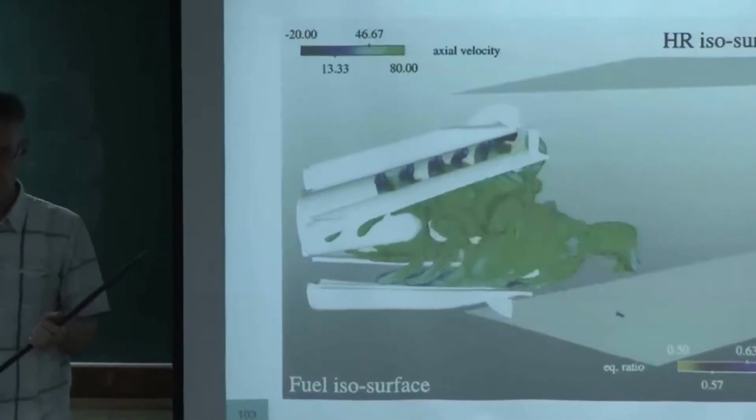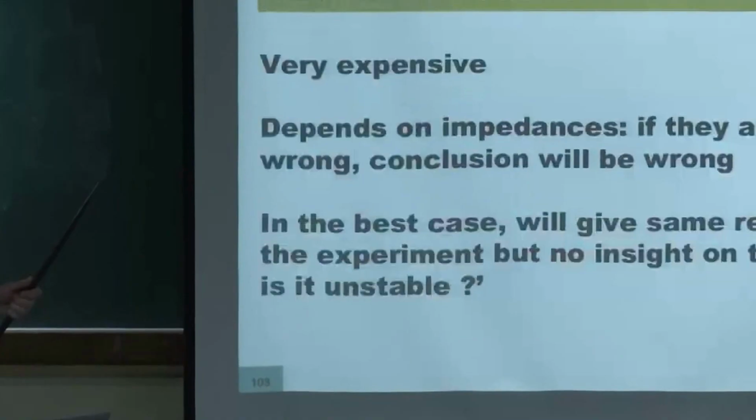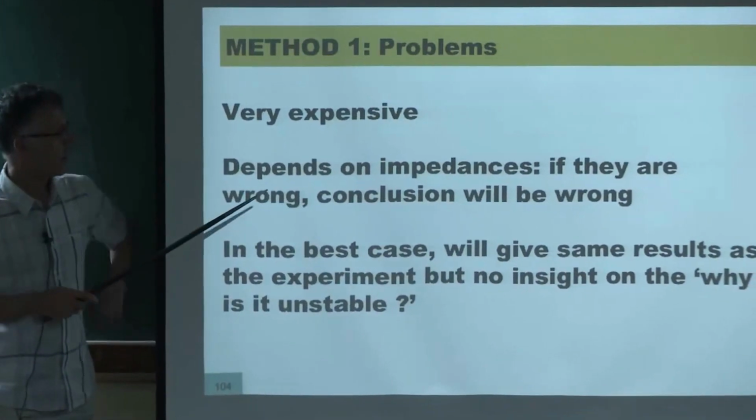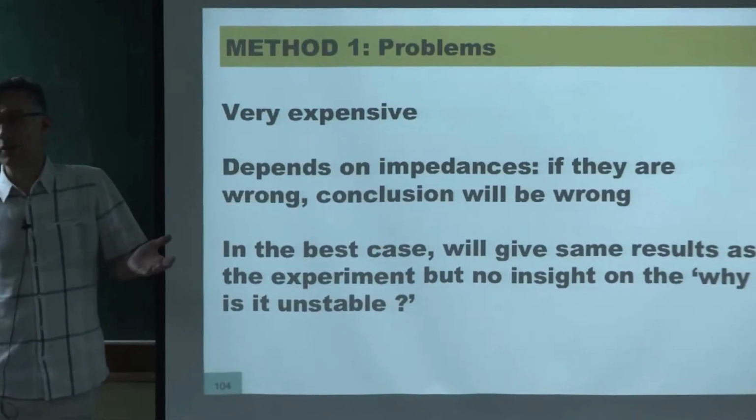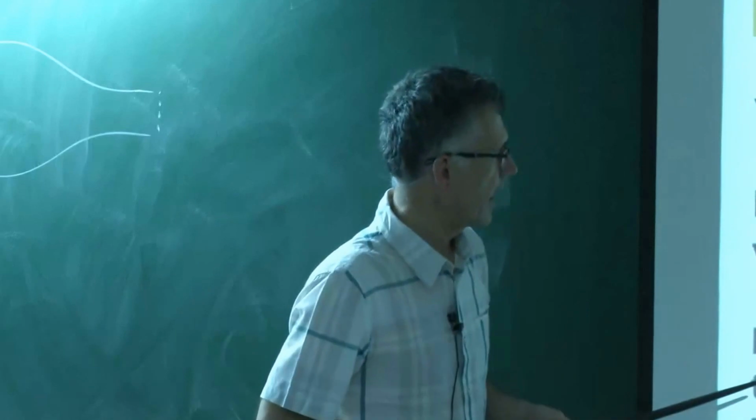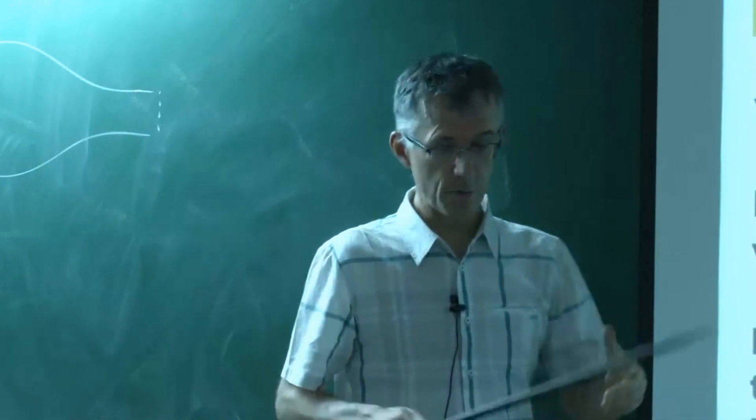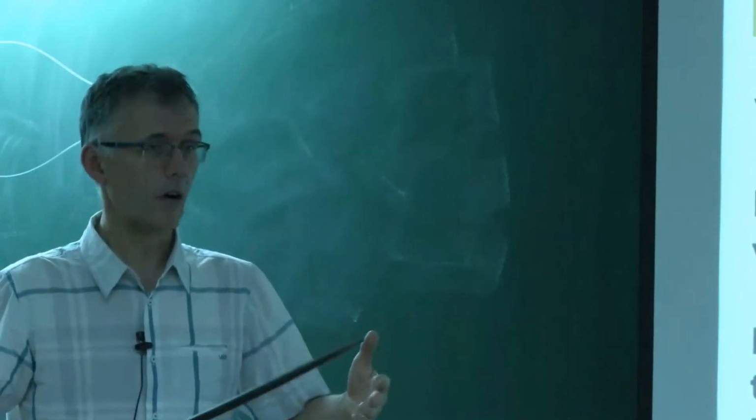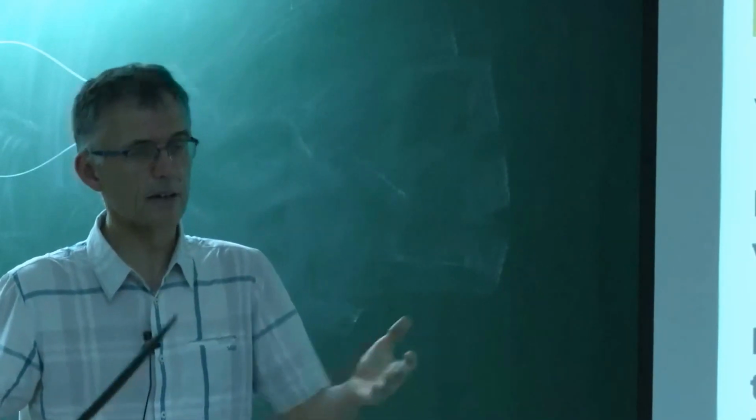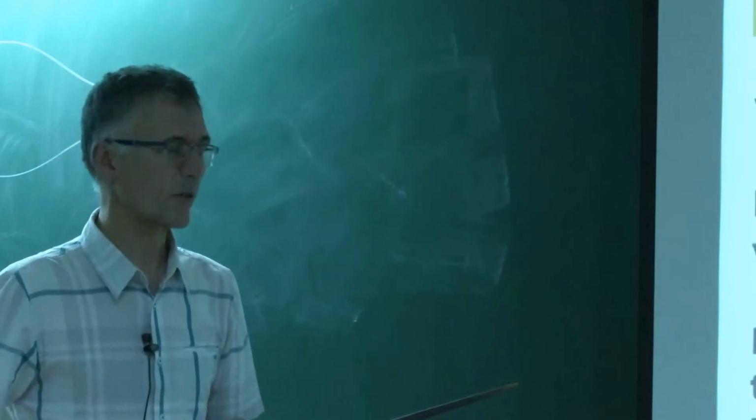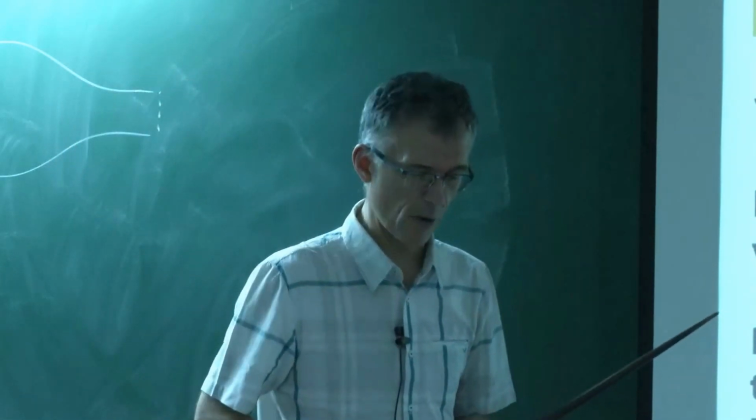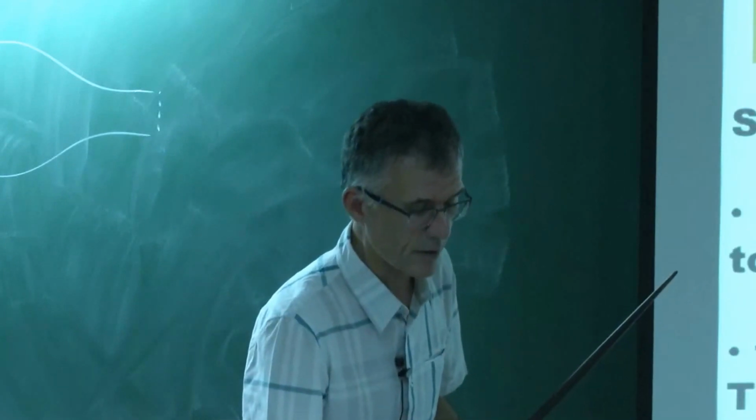That's, I would say, the brute force method. The problem with this method is that it's quite expensive. It depends on the impedances. If you get one of them wrong, you will have the wrong mode. And in the best case, it will oscillate, but it will not tell you much about why it's oscillating. It just tells you, okay, it's oscillating like the experiment is oscillating. So it's probably not the most scientific way of looking at the problem. You need it, but you probably need other methods.